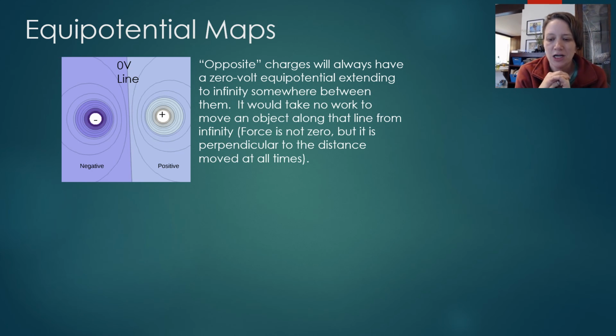A note about this: just because work along that line is 0 does not mean the force is 0. The force actually is a value. It is definitely not 0 anywhere on that line. If you drew a free body diagram of either a positive or negative object on that 0 volt line, you'd realize that while the up and down components of that force are going to cancel out, the negative object's pushing it to the side, and the positive object's going to have a sideways component as well. So the net force on an object is not 0, but the work is going to be 0, because the force is perpendicular to that equipotential line at all times.